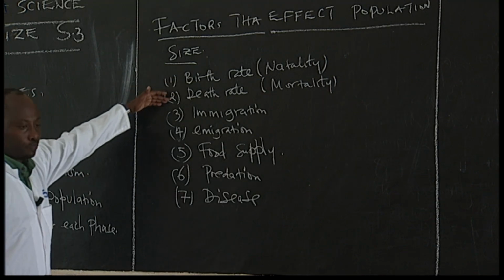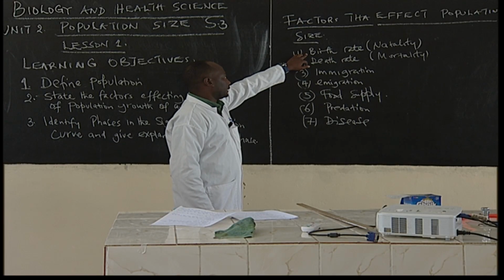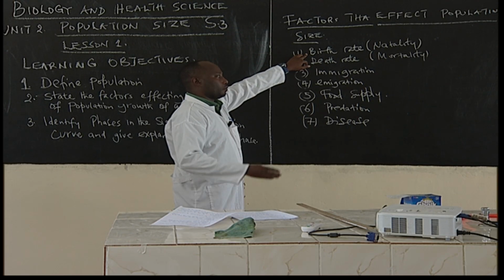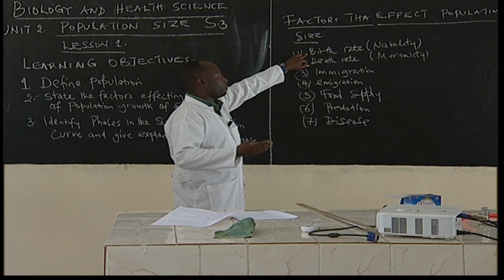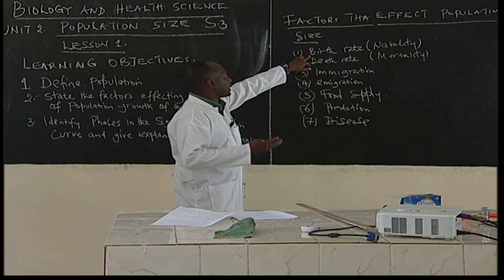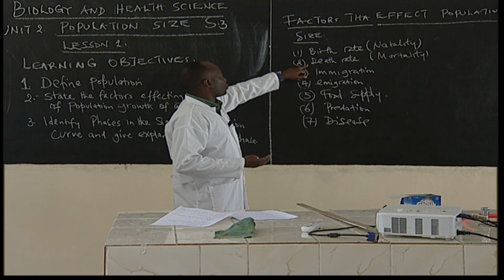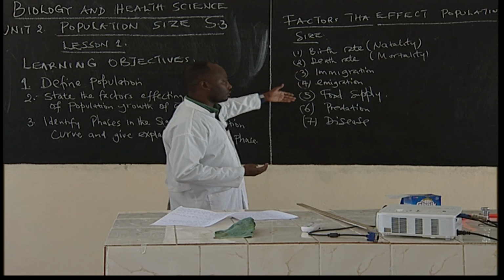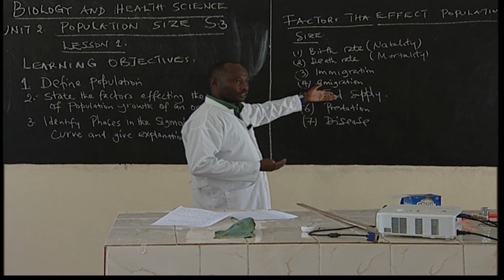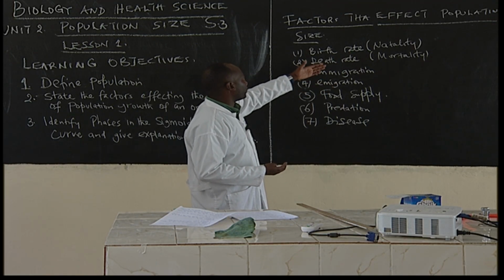So students, let's go through birth rate or natality rate. Birth rate refers to the number of births in a population. The number of births can be one of the factors that favor the population to increase. We talk about the death rate. The death rate is the number of deaths in a population. If the number of deaths in a population is very high, that can also affect the population size.